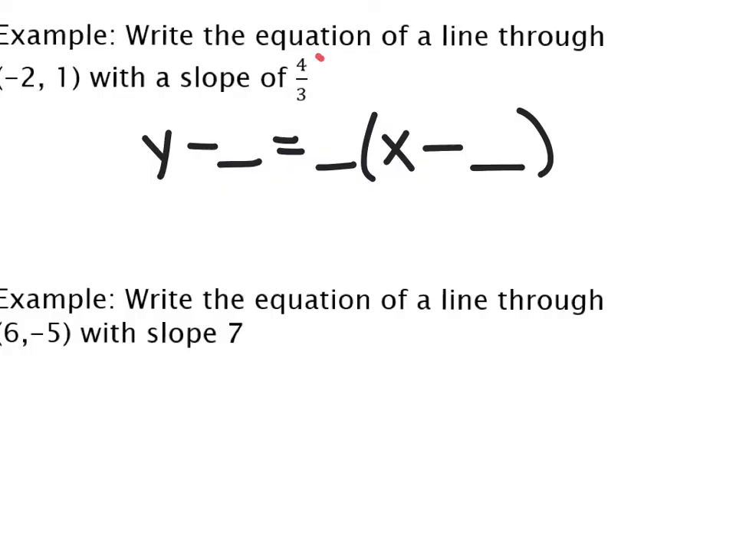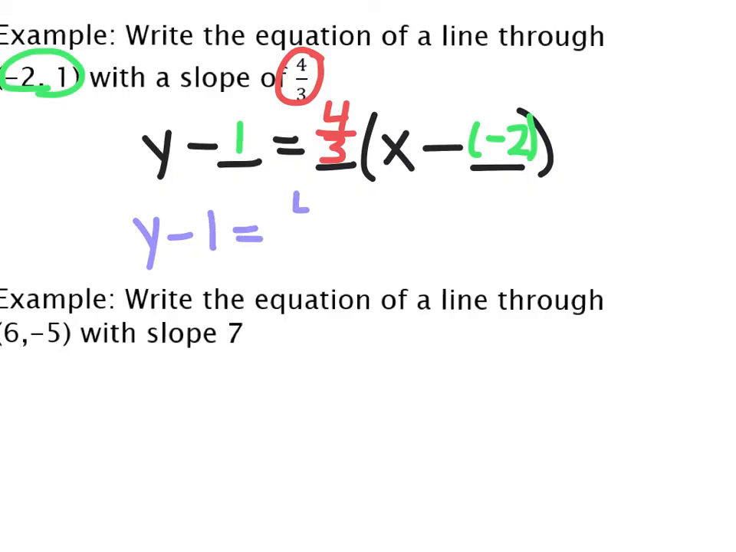So our slope goes in the blank next to the parentheses. So it's 4/3. And then of our coordinate, the y goes with the y. So I'm going to fill in from this part right here. I'm going to say it's y minus 1 and x minus -2. Now I can simplify this one step further to become y minus 1 equals 4/3, and subtracting a negative is the same thing as saying x plus 2.